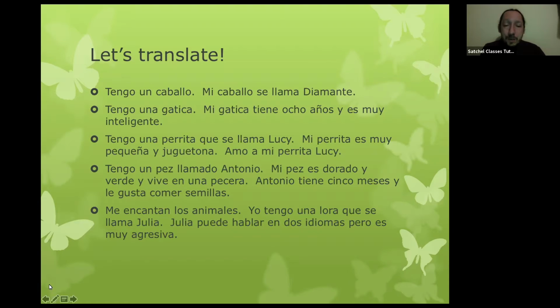Tengo un pez llamado Antonio. Mi pez es dorado y verde y vive en una pecera. Antonio tiene 5 meses y le gusta comer semillas. I have a fish called Antonio. My fish is golden and green, and he lives, or it lives, in a fish bowl or a fish tank. Antonio is 5 months old, and he loves and he likes eating seeds.